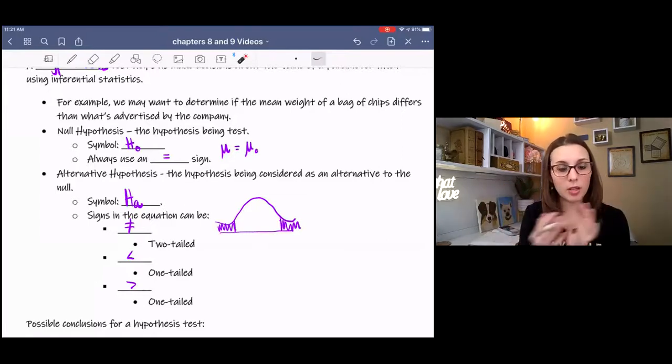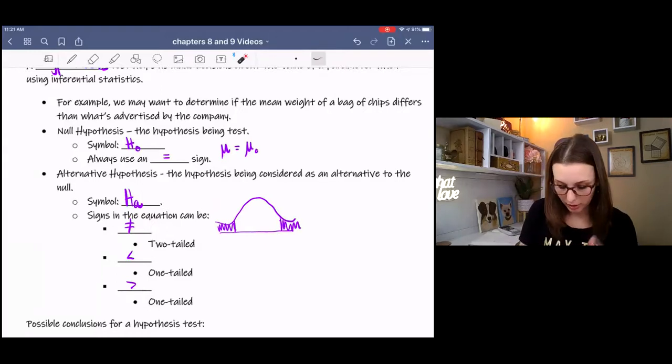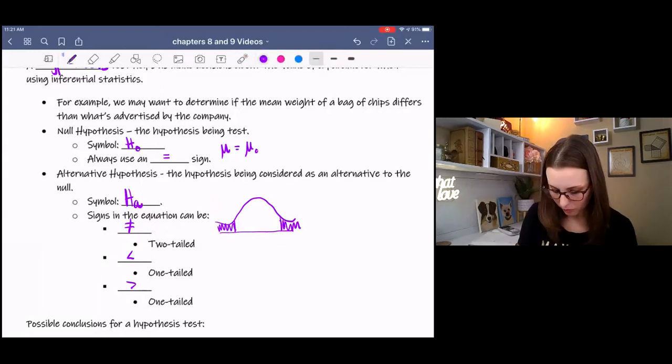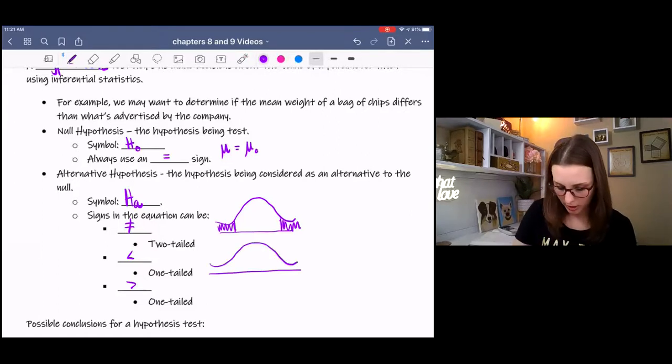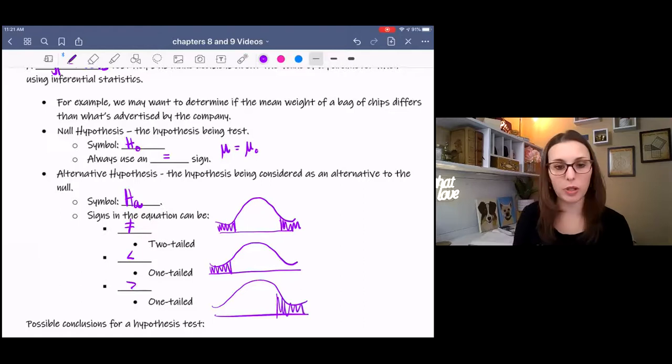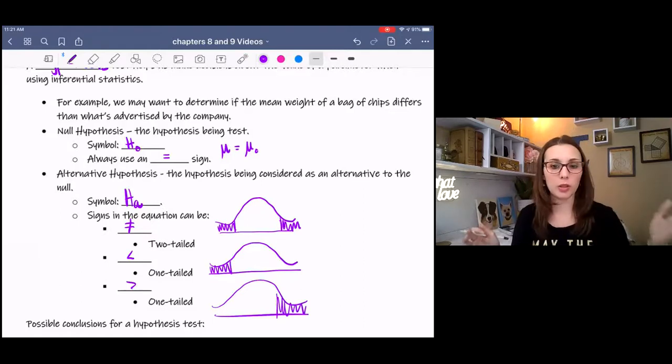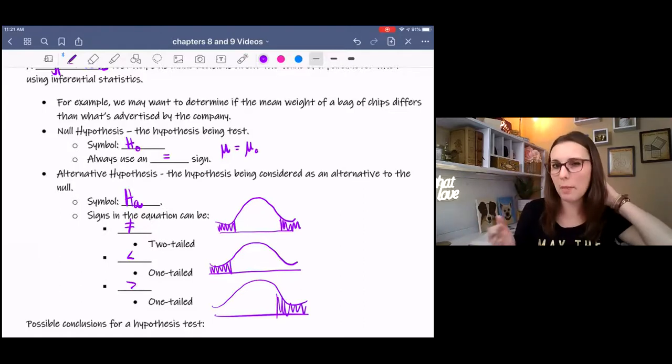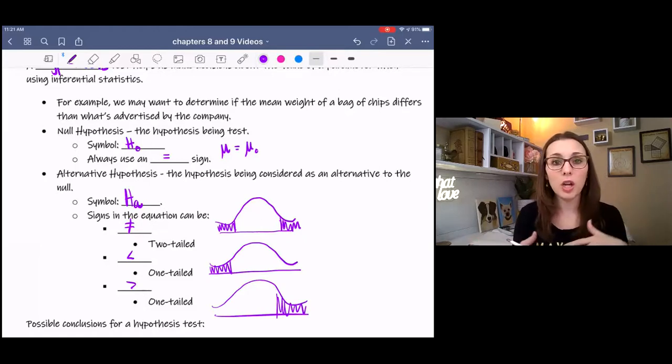And then there's one-tailed with less than. So we have our normal curve, and we're testing that we think the mean is less than. And then greater than, we have our curve, and we're testing. My curves are terrible, but you get my drift. So one-tailed, two-tailed, that's what that means. We're referring to a normal curve.